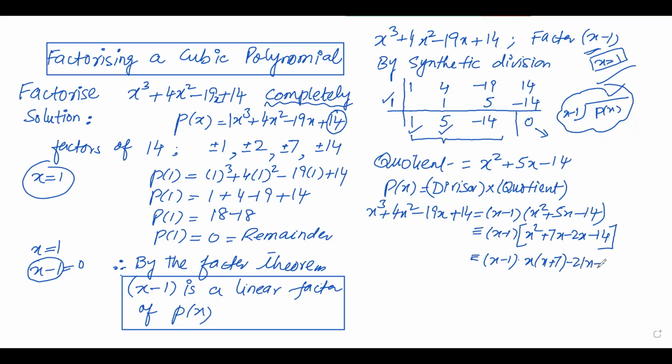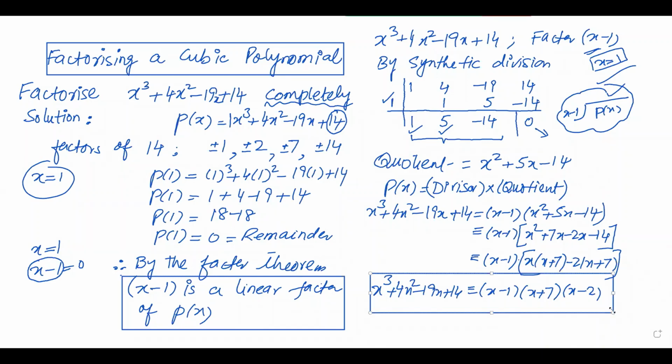Minus 2 is common. We have x plus 7 in square brackets, and x minus 1, x plus 7, and x minus 2. So this is the factorization of this cubic polynomial x cubed plus 4x squared minus 19x plus 14. This is how you can factorize a cubic polynomial.